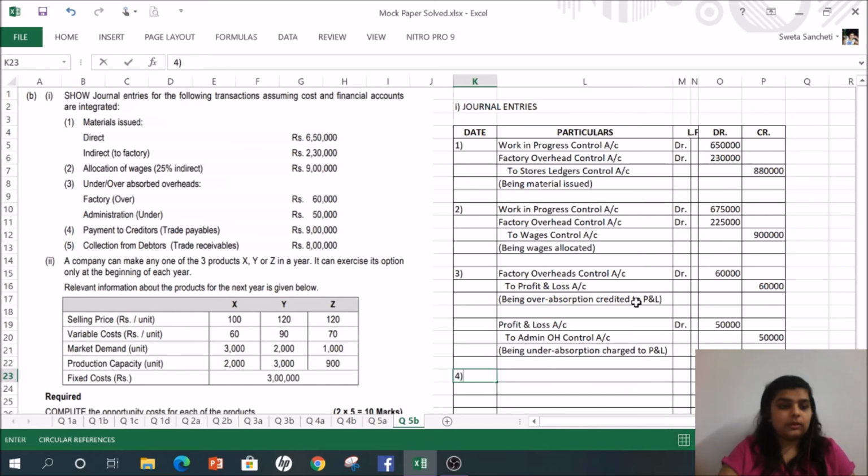Now the fourth entry, payment to creditors. Now, since this is integrated account, even if payment to creditors is not related to cost accounts, we have to record this because we are maintaining one set of books. Payment to creditors, what is going out? Cash. And what is reducing? Creditors. Liability reducing, creditors account debit 9 lakhs.